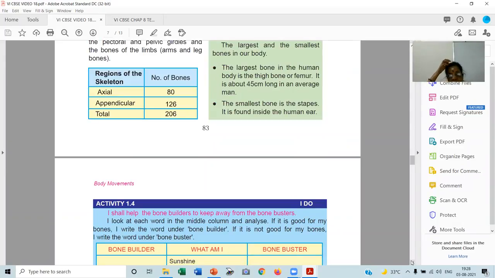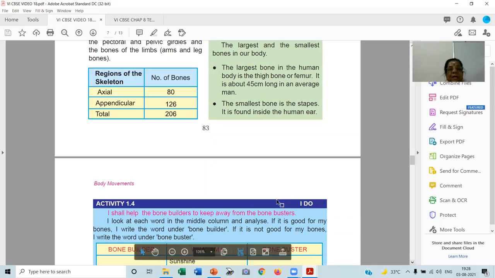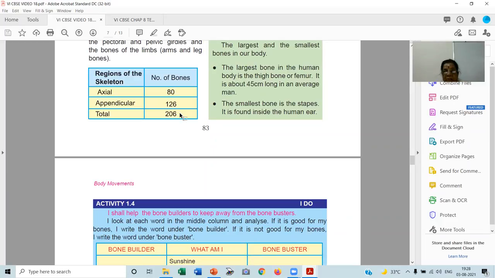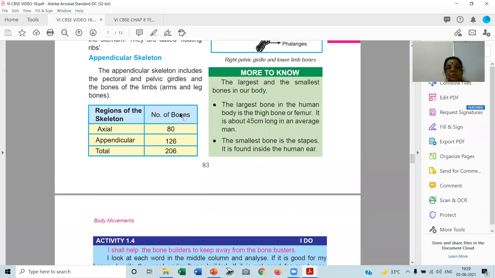Totally, there are 206 bones. The axial skeleton will have 80 bones, and the appendicular skeleton will have 126 bones. So totally 206 bones. At the same time, a newborn baby will have around 300 bones. But as the child grows, a few of the bones will get fused.